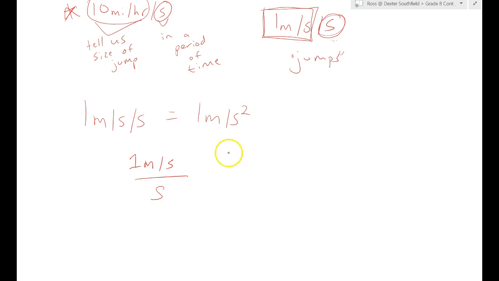So if we actually have 1 meter per second, right, which is what we're saying here, that is the same thing as saying 1 meter per second times 1 over s. Multiplying by the inverse is the same as dividing by a number. So now if we finish this equation out, we've got 1 m over s times s, which is s squared. So we get from 1 m per s per s to 1 m per s squared. So they're the same exact thing.